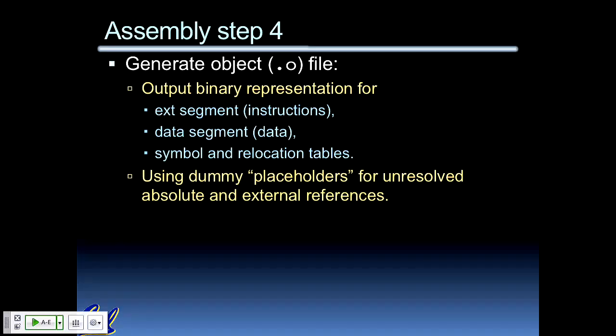All right, so finally the assembler spits out this information in a .o file, right? Puts everything out there. Has the instructions, the data segment, and symbol and relocation tables. And it has sort of placeholders for everything it couldn't figure out that need to get patched later.